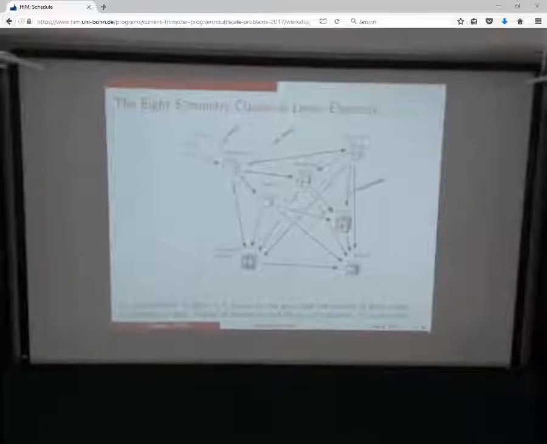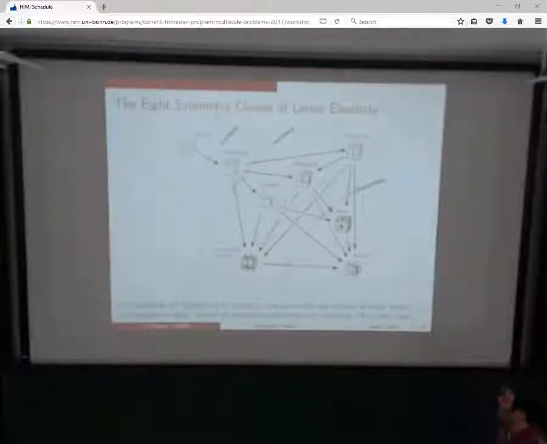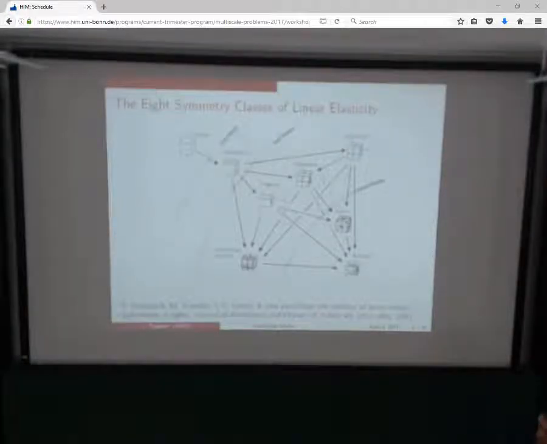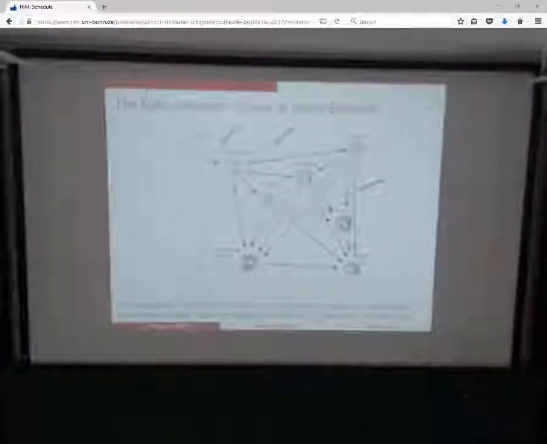All right, so for linear elasticity, there's only 8 symmetry classes that you can consider. This has been proven several times. There's one very nice paper on it by Chadwick, Vianello, and Cowin. And they go through this and show that there's exactly 8 symmetry classes for linear elasticity. So you have triclinic, which is your most general one. You have no planes of symmetry. Monoclinic, you have reflections across a plane.